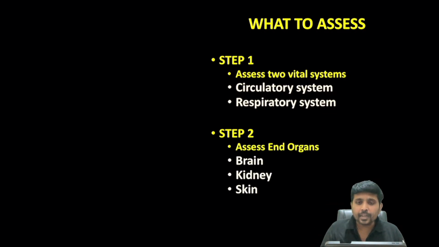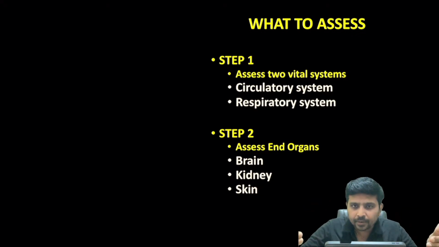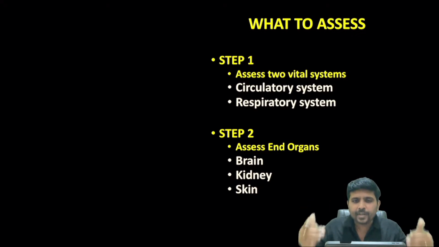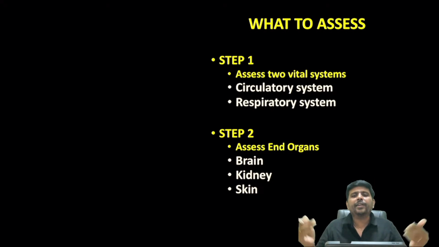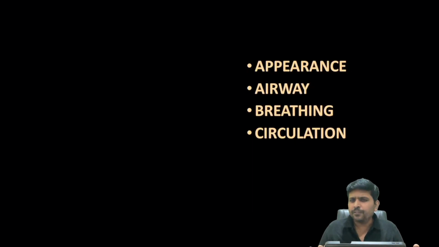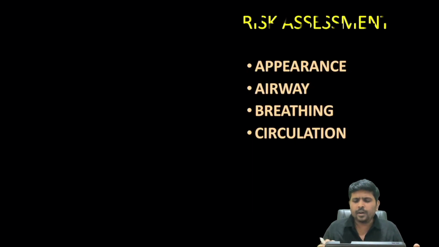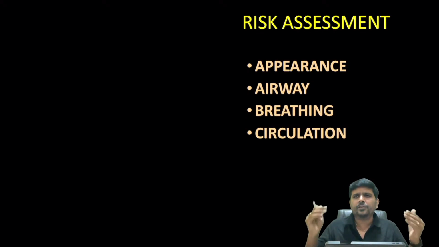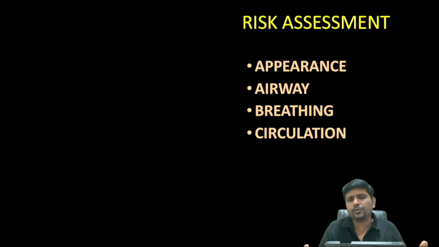Second one is, you need to assess the end organs. If your heart is working well and your respiratory system is working well, your end organs such as your brain, kidney and skin will automatically work well. So how to assess these things? First of all, high risk assessment. What do you mean by high risk assessment? You need to assess the airway, you need to assess the breathing and you need to assess the circulation.